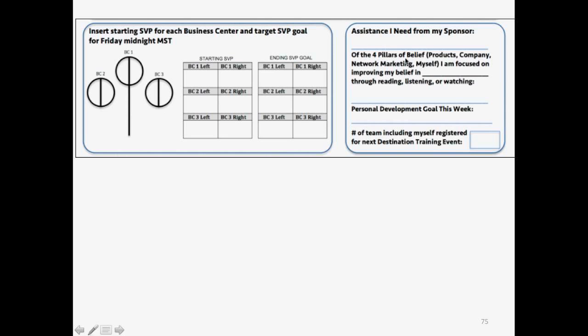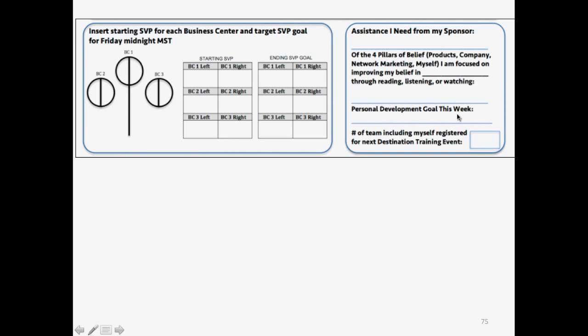Next is this question here. Of the 4 pillars of belief, products, company, network marketing, and myself, I am focused on improving my belief in myself, or in network marketing, or in the products. Choose one of those 4 pillars of belief that you're the weakest in, and read, listen, or watch something to work on your belief in yourself, or in the industry of network marketing, or in the products or the company. Whatever you're weak on, make sure you're studying and improving that belief.